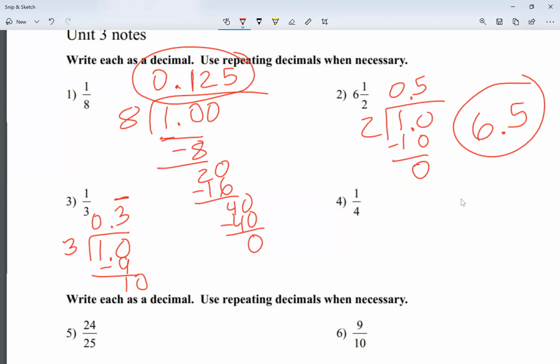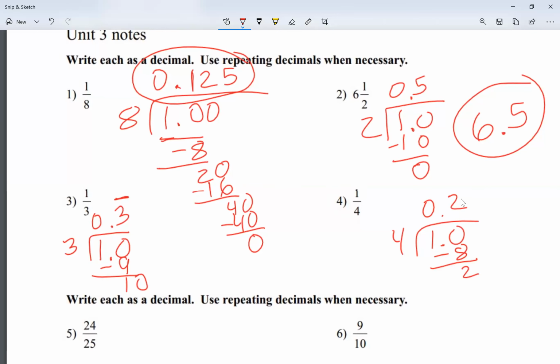Okay, let's take a look at question number 4. 1/4. So I'm just going to go 1 divided by 4. Let me bring my decimal point. 4 cannot go into 1, so that's good. Let me put a 0. Now 4 goes into 10 2 times. Once again, I'm trying to get as close as possible without going over. I know 4 times 2 is 8. Let me subtract this. 10 minus 8 is 2.